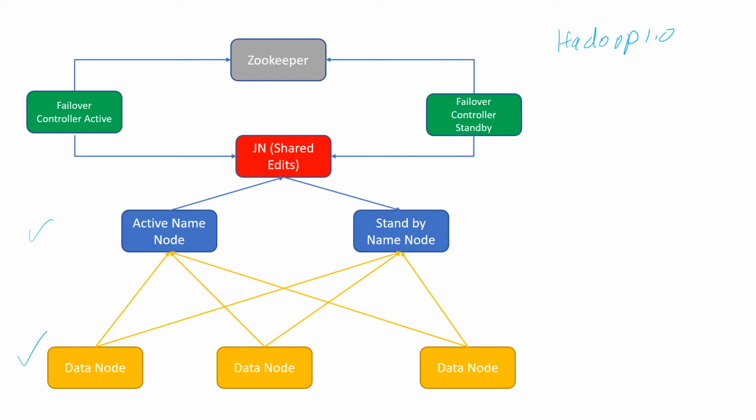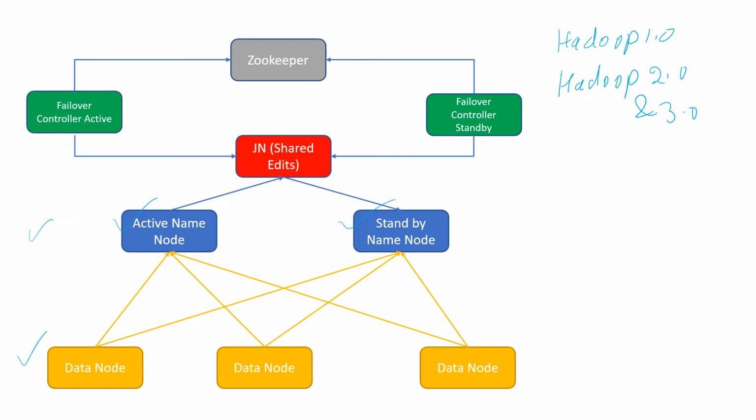If you go to the next versions, Hadoop 2.0 and 3.0, what did they say? We can have more than one name node, and the name nodes can work in active-passive mode. If you see this diagram, we have one active name node and another passive name node, or standby name node.